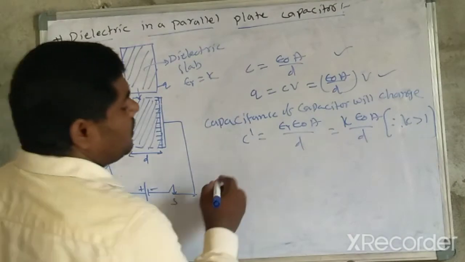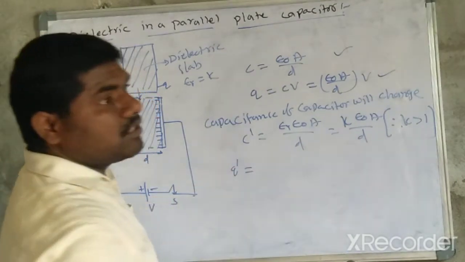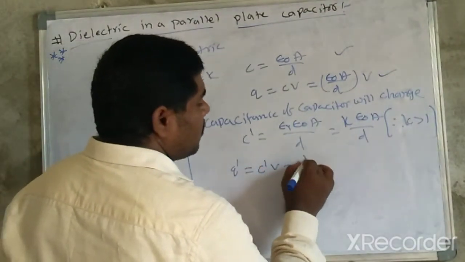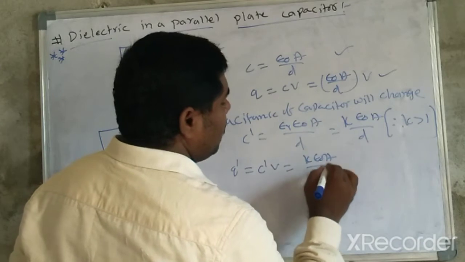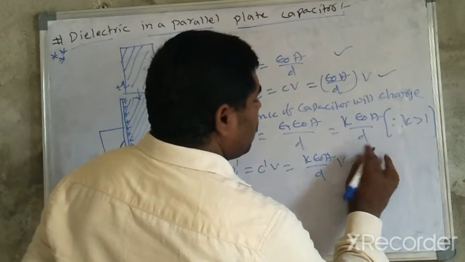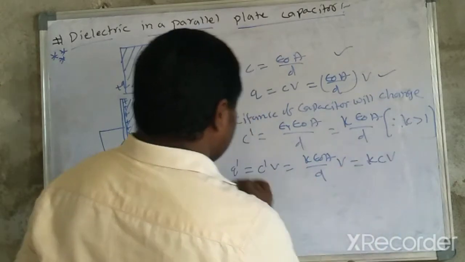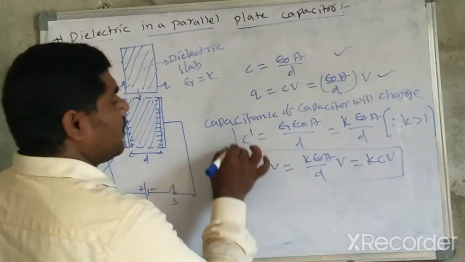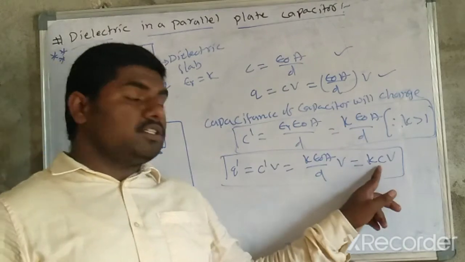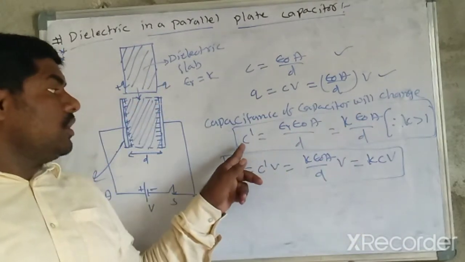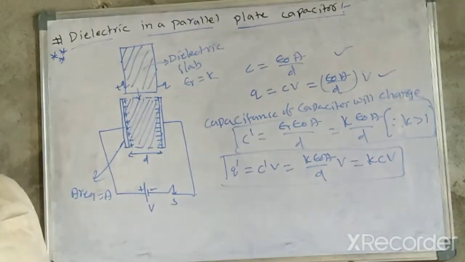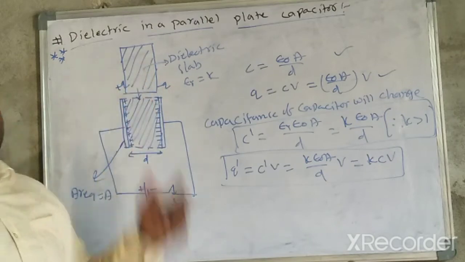Here in this case, the charge is also changing. Q dash is equal to C dash into V. C dash is nothing but K epsilon naught A divided by D, into V. This value epsilon naught A divided by D is nothing but C. So Q dash is K into C into V. This one is also very, very important. See, the charge is also changing K times, and the capacitance of the capacitor is also changing K times whenever the dielectric slab is inserted.